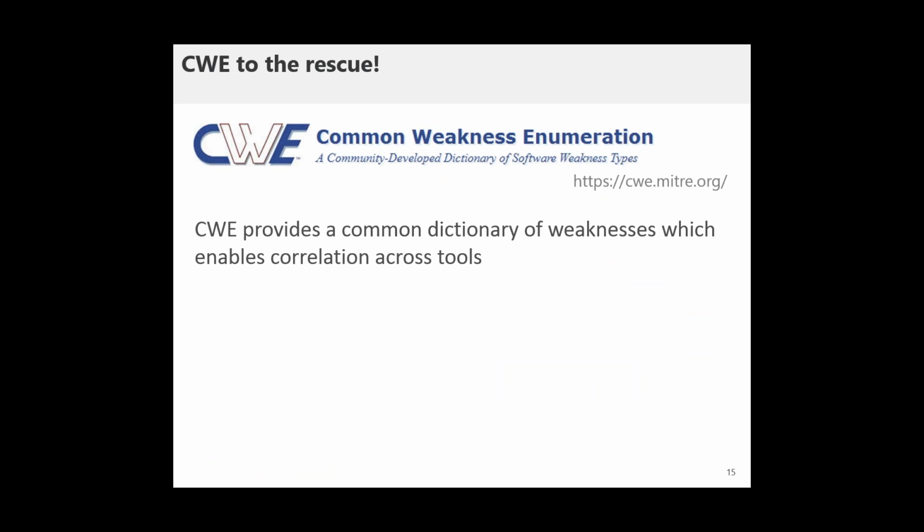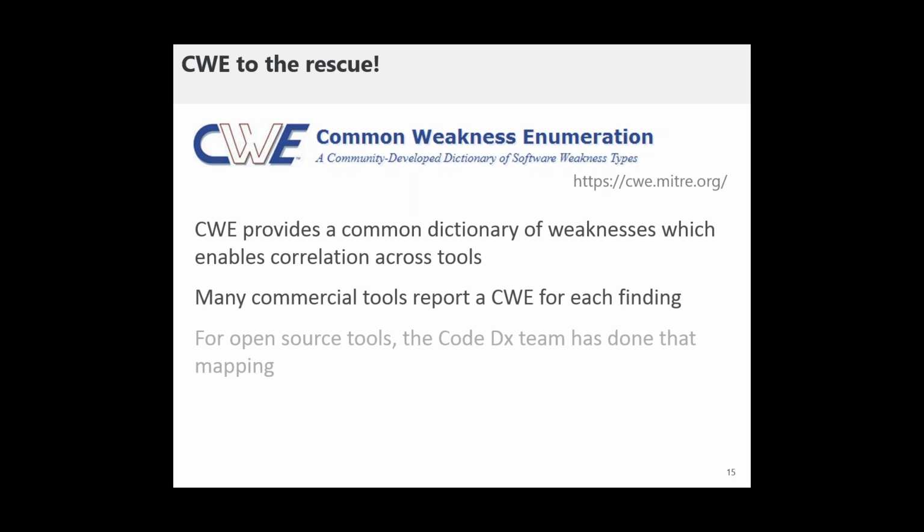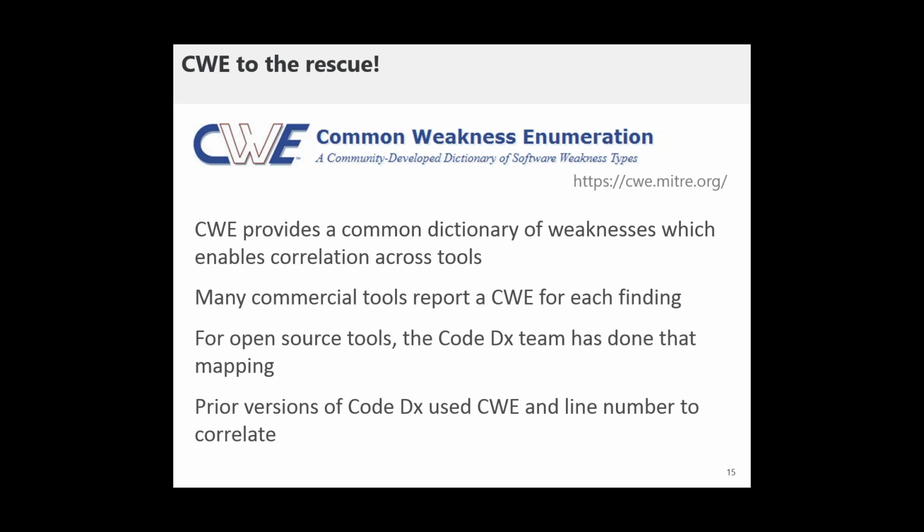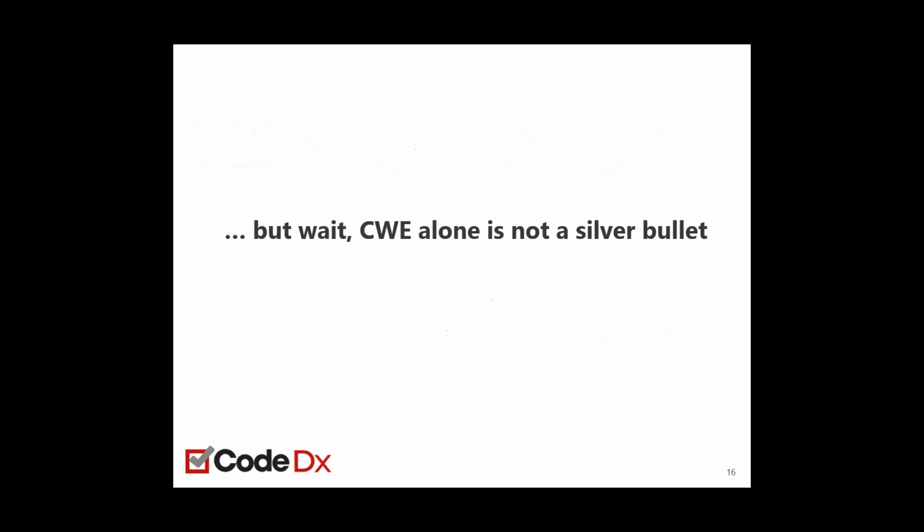The Common Weakness Enumeration, or CWE, maintained by MITRE, is a common dictionary of weaknesses and is what can be used to help with correlation between tools. Most commercial tools report a CWE for each finding, and for the open source tools, the Kodiaks team has manually done that mapping for you. In prior versions of Kodiaks, we correlated based on exact CWE and matching line number. But what we learned is that matching only on CWE doesn't provide the best correlation.